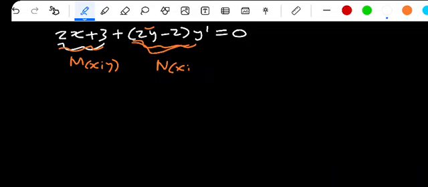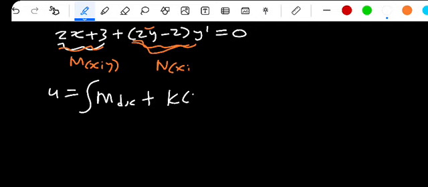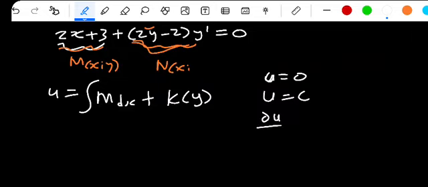Since we have checked that it is exact, we must know that u equals the integral of M with respect to x, plus some function of y. Here u is the same as 0, and also u is the same as c. The partial derivative of u with respect to y must be equal to N. We will use these conditions.